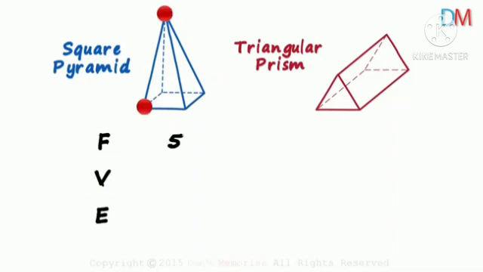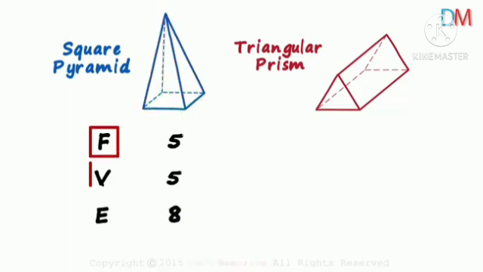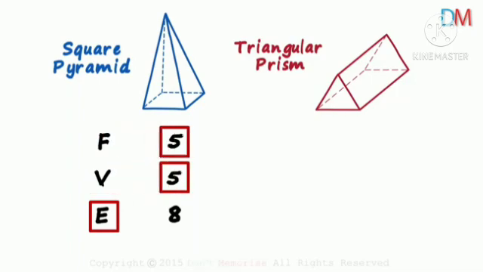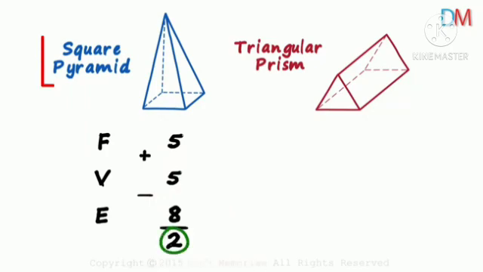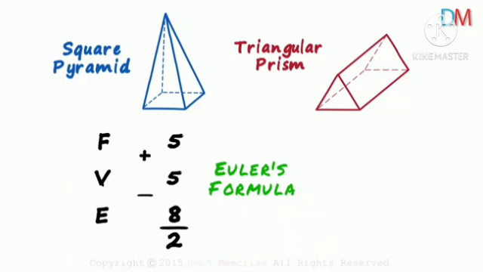1 at the top and 4 at the base. 5 vertices. And how many edges? 4 slant edges and 4 edges at the base. A total of 8 edges. We got F, V and E as 5, 5 and 8 respectively. And 5 plus 5 minus 8 will give us 2. So it worked for the square pyramid too. F plus V minus E gave us 2. This is called Euler's formula. For any straight-faced solid, F plus V minus E will always give us 2.